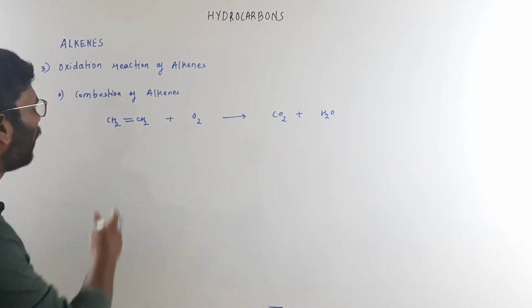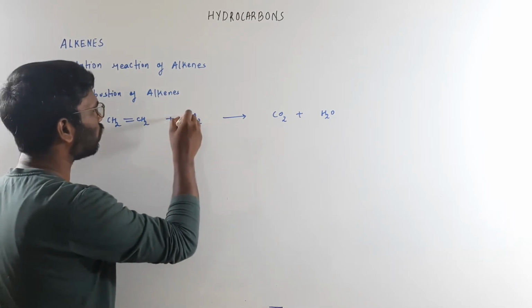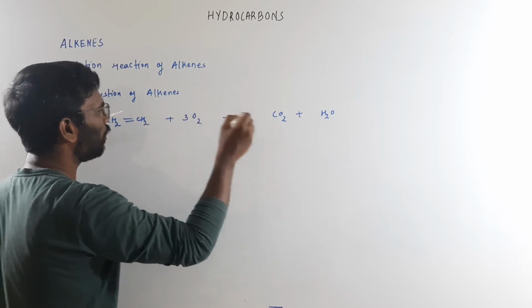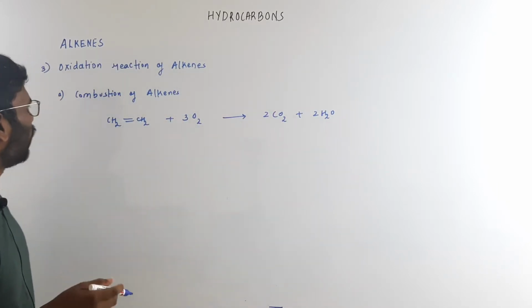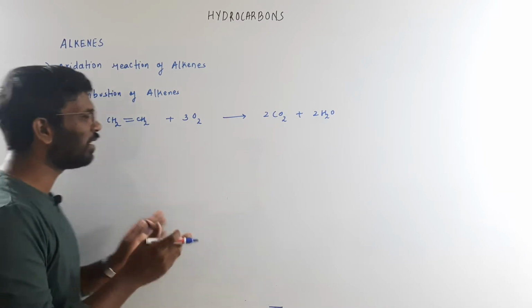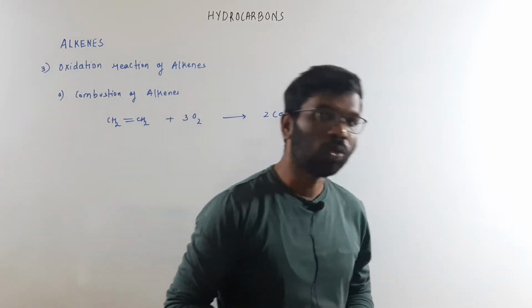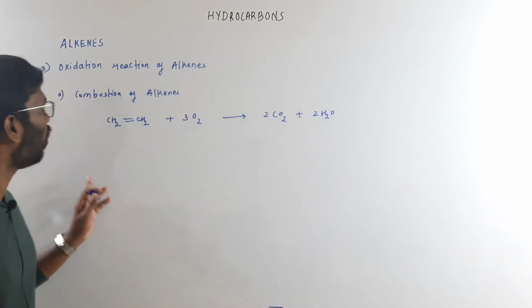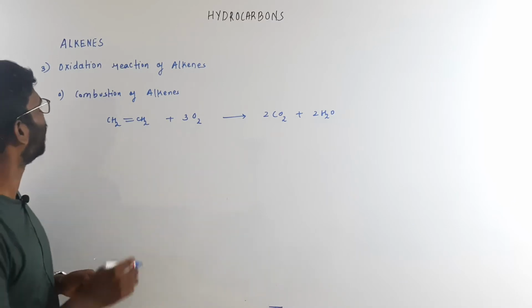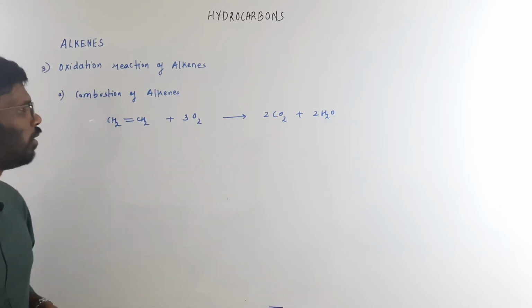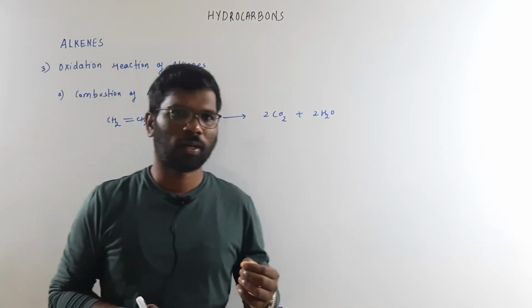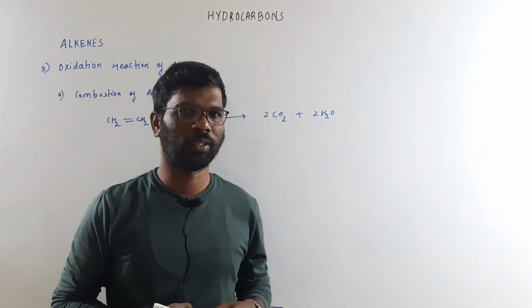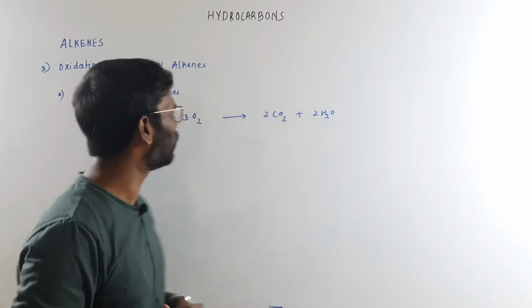To balance this, I'll put 3 and 2 and 2 over here. So the hydrogens are balanced. So this is the reaction. Over here, there is an oxidation of the alkene, and this is considered to be the oxidation reaction.